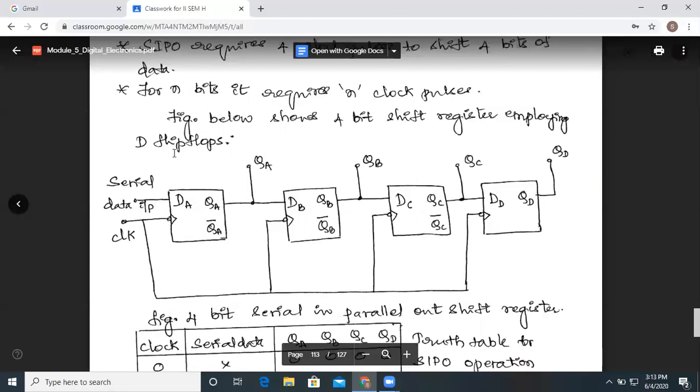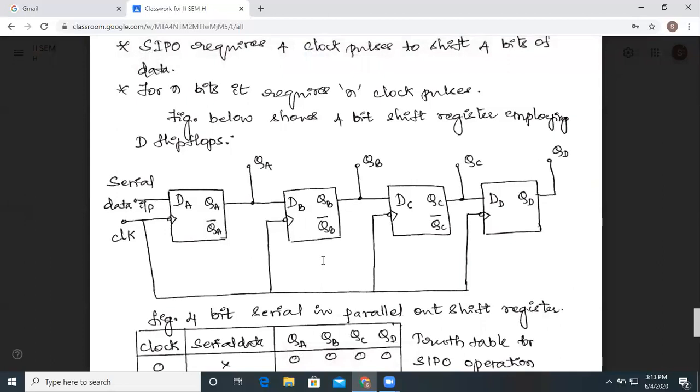The meaning of this is that all these flip-flops will be simultaneously clocked. The meaning of simultaneous clocking is that every flip-flop will get the clock at the same instant of time. This is a 4-bit serial in, parallel out shift register.